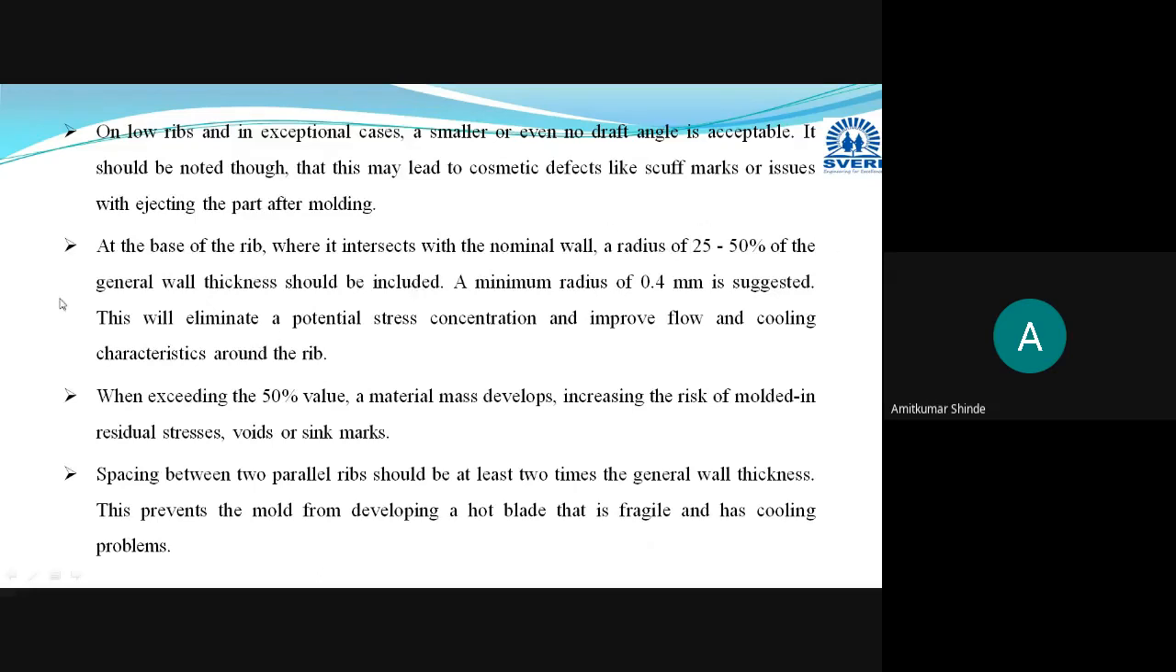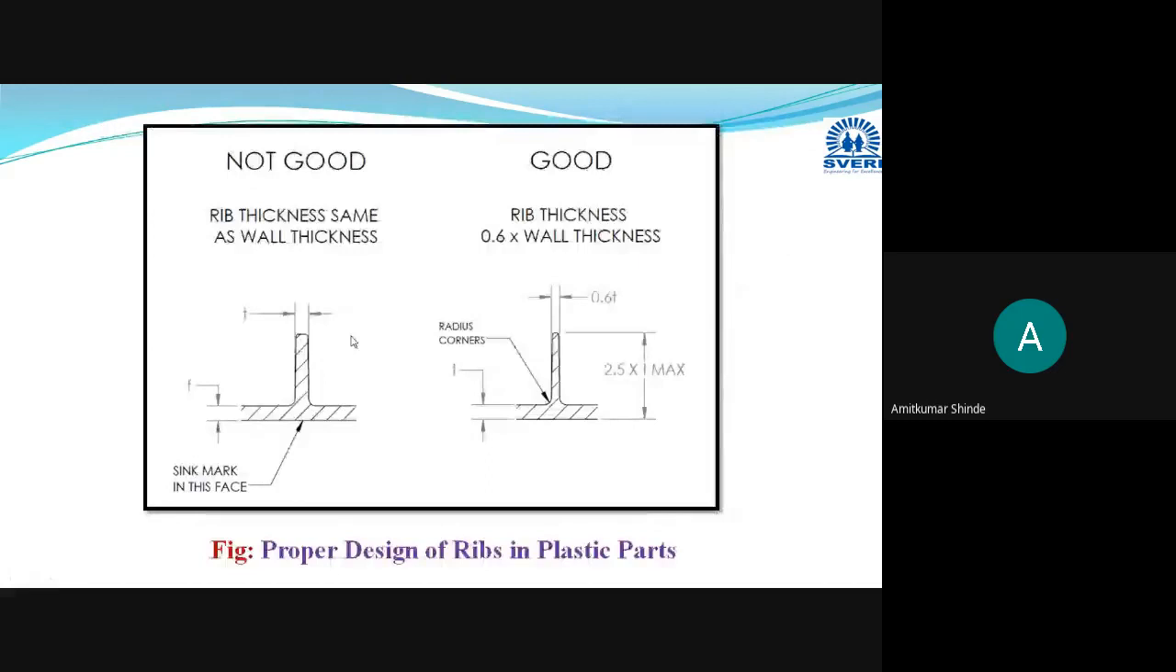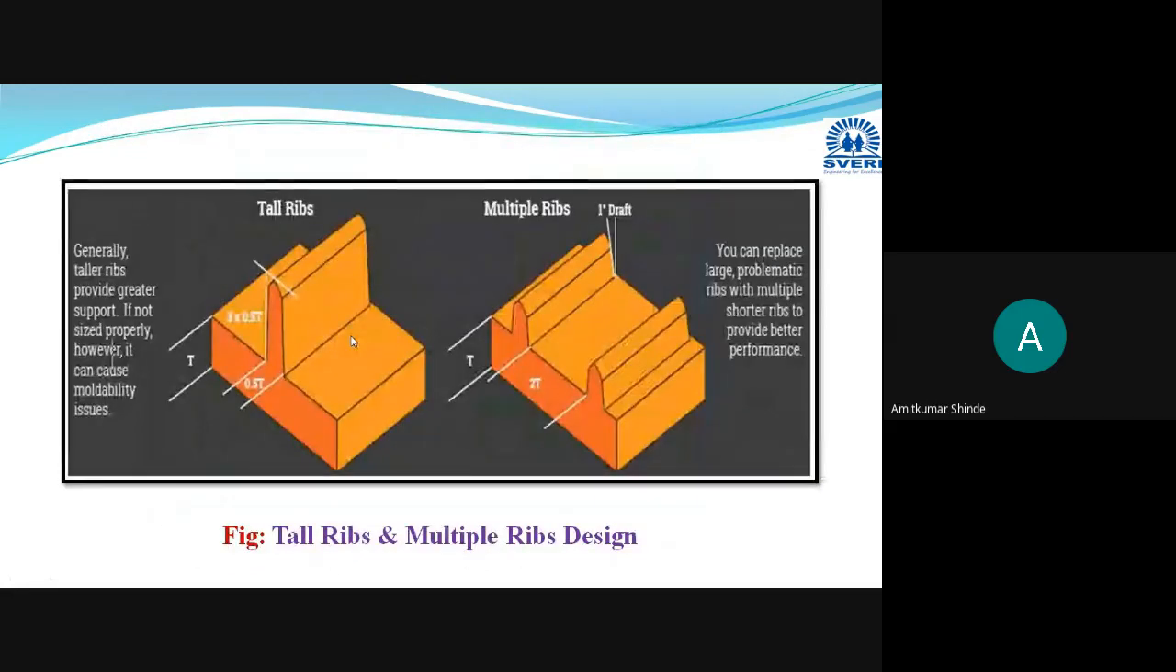I have explained all these points. The radius at the base where the rib intersects with the nominal wall, 25 to 50% of the wall thickness, should be provided. Why is this radius provided? To avoid stress concentration. This part will get repeated again in the radius and fillets. After this we will move to the next slide.